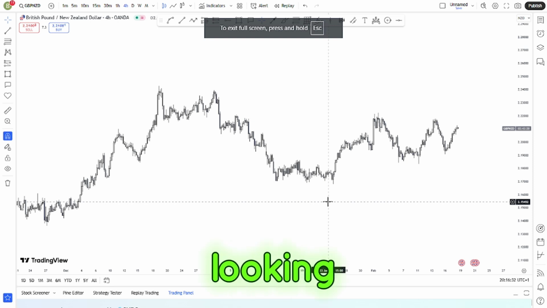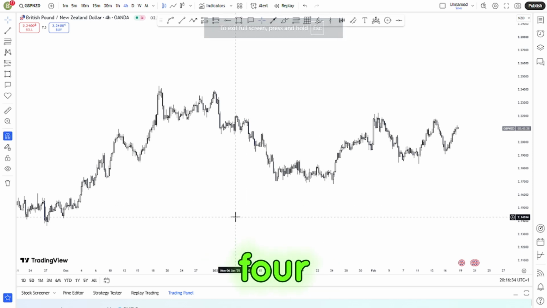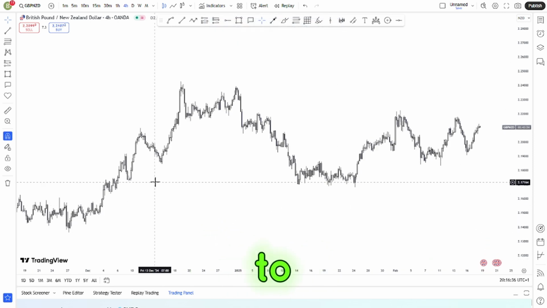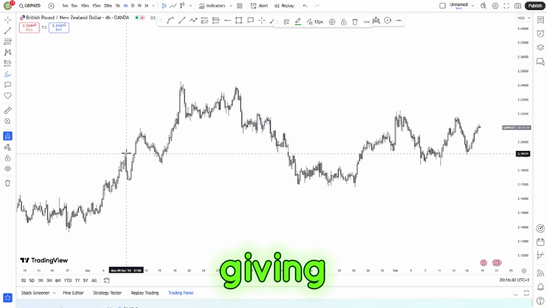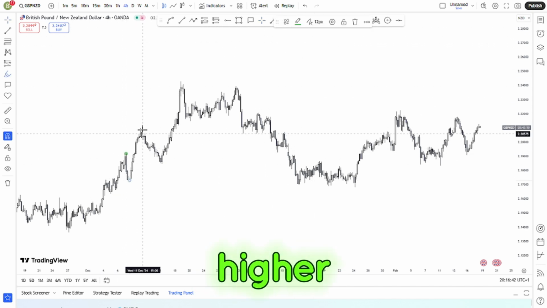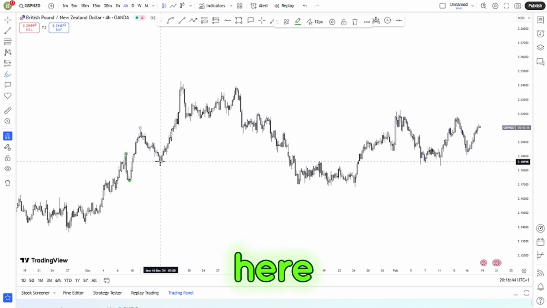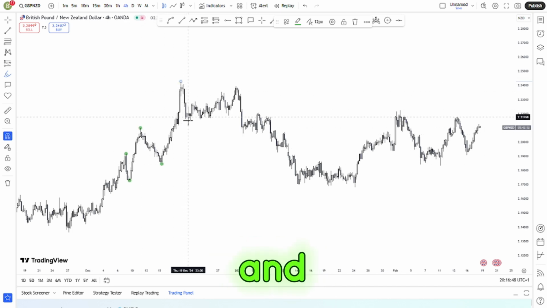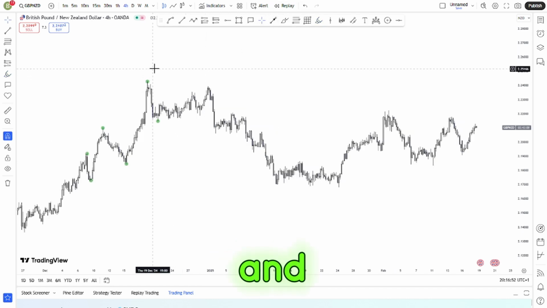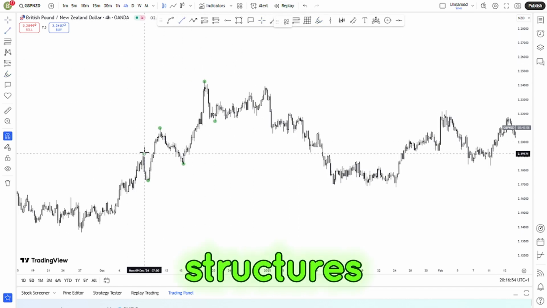Hello guys, so we are looking at GBPNZD on the 4-hour time frame, and firstly we just need to look at the overall market structure. As you can see here, the market was giving us higher highs and higher lows. We had this high here, then we had this low, then we had this higher high here, then we had this one as our higher low within that point. And these are overall breaks of structure to the upside.